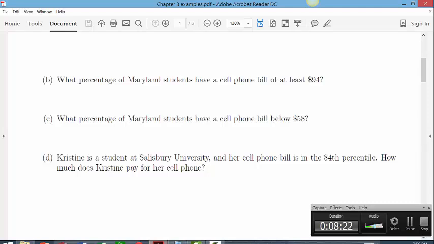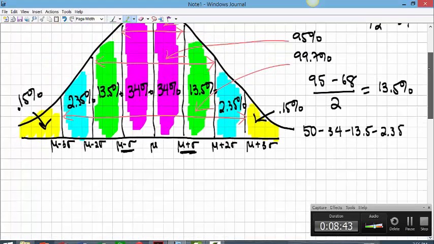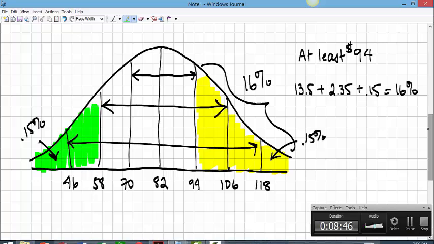Okay? Let's see what else they're asking us. What percentage of Maryland students have a cell phone bill below $58? Alright, let's go back to our picture. Below $58, what would that be? Okay, below $58 is this piece right here. Again, I can go ahead and take a look at my cheat sheet. It's 0.15 and 2.35. So I can say that below $58, we have only 2.5% of all students have a cell phone bill this low.